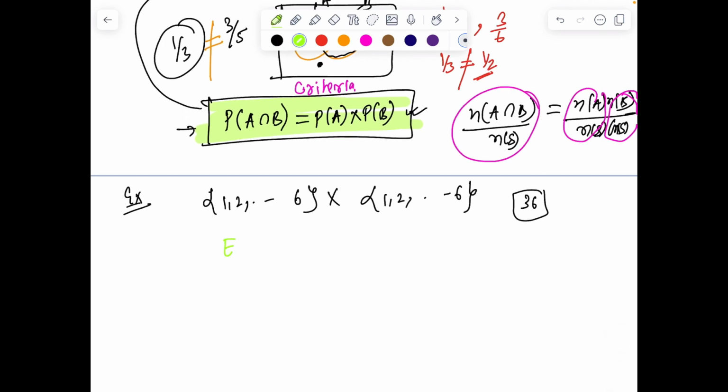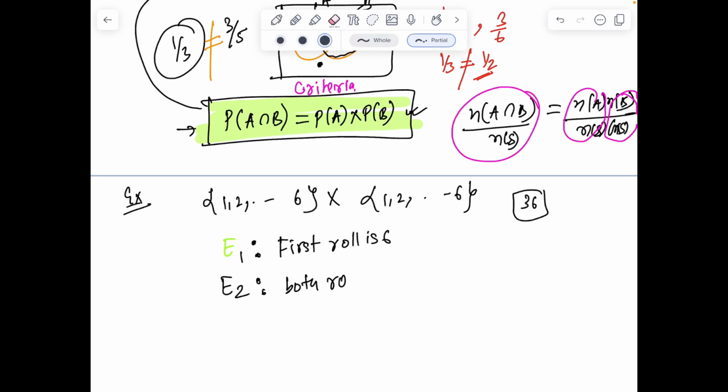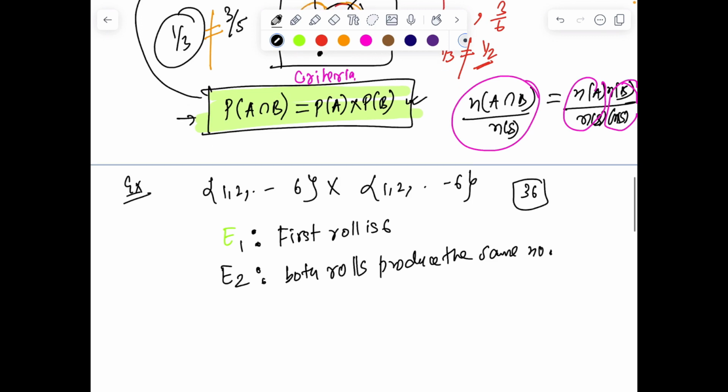Now let's define an event E1 as: first roll is 6. And let's define another event E2. I can keep on defining any events. So let's say event E2 is: both rolls produce the same number.